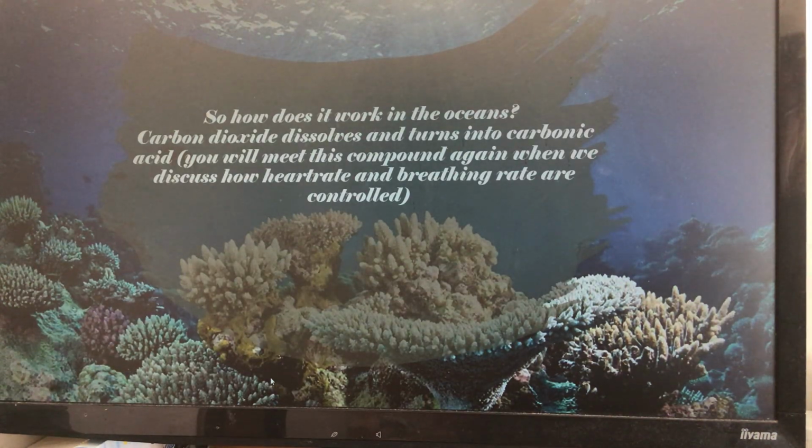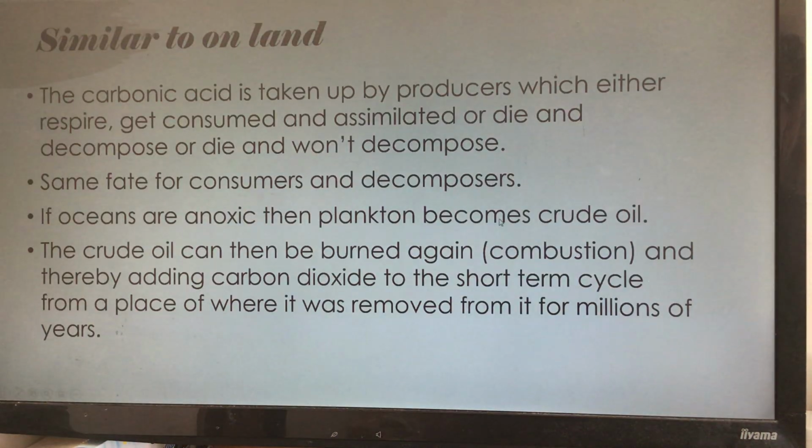In the oceans, the whole thing is starting as well with carbon dioxide, but atmospheric carbon dioxide initially dissolves in the ocean water and turns into carbonic acid. You will hear this again when we're discussing heart rate and breathing control, when we do the entire how does hemoglobin work and so on. So when you're looking at the human breathing and circulatory systems, that will come back, the idea of carbonic acid being formed if you've got more carbon dioxide around.